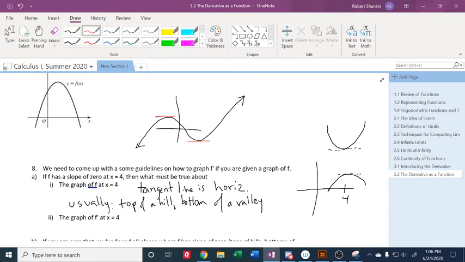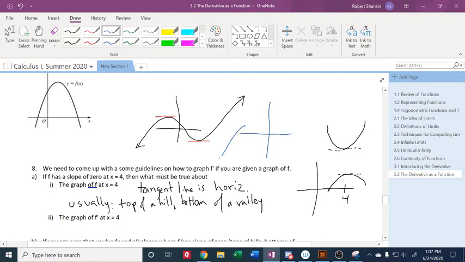Now, notice that I use the word usually. It's possible to have a tangent line of 0 and not be at the top of a hill or bottom of a valley. But that's rather unusual. It's rare. And let me show you one of those rare cases. It could look like this.